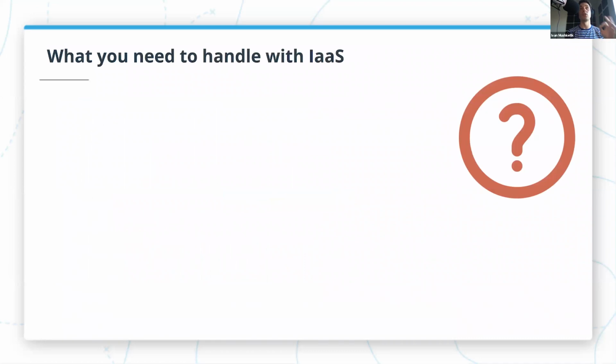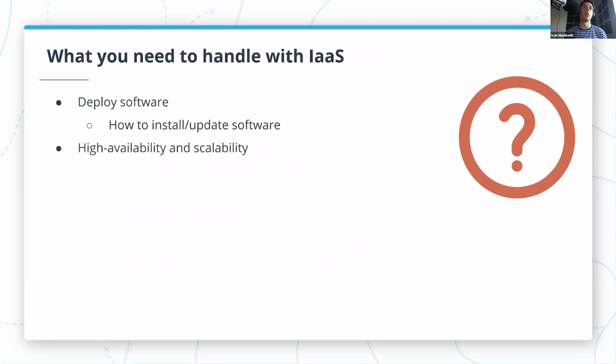However, if we use infrastructure as a service, it does not solve all our problems. There are a lot of things that we still need to care about. First of all, we need to think about how we deploy our software, how we install it on machines that we provision, how we update software on those machines. We would need to care about high availability and scalability. Infrastructure as a service provider only provides tools for that, but we would have to configure them properly. We would have to think about load balancers, auto-scaling, multi-data center deployments, or multi-AZ deployments, as it's called with AWS.